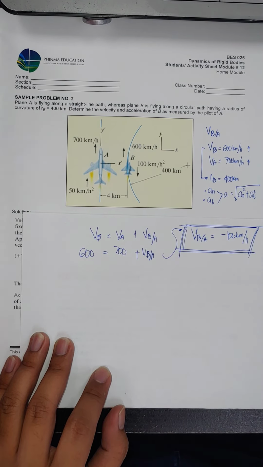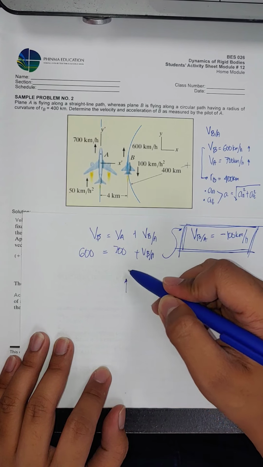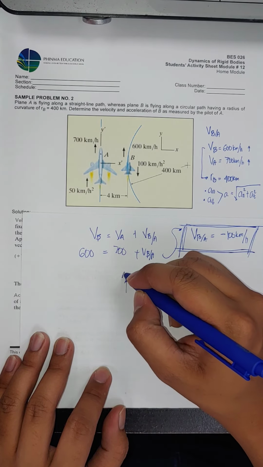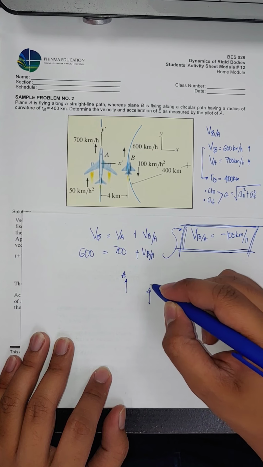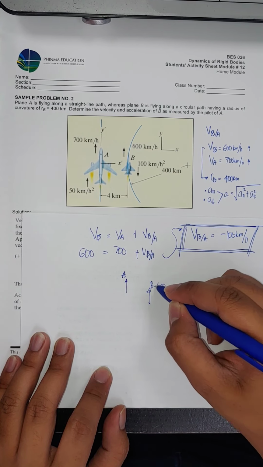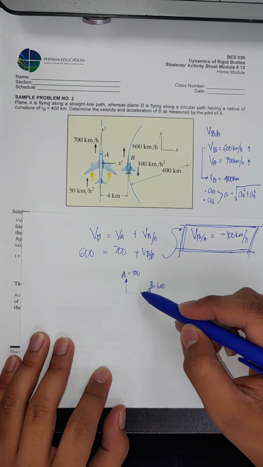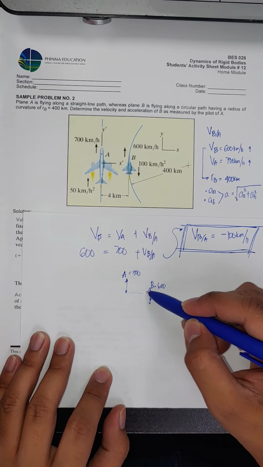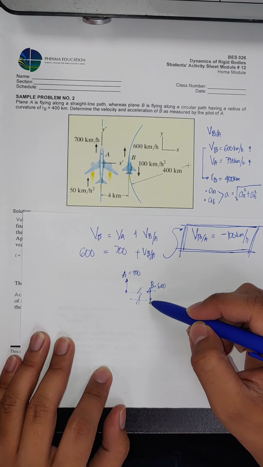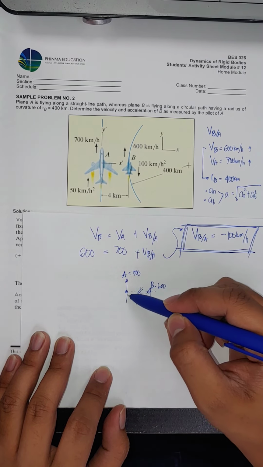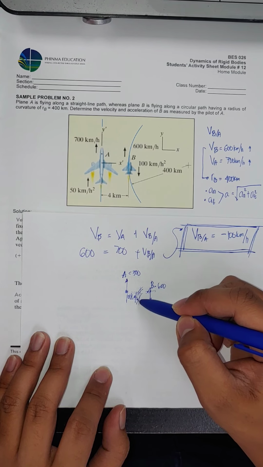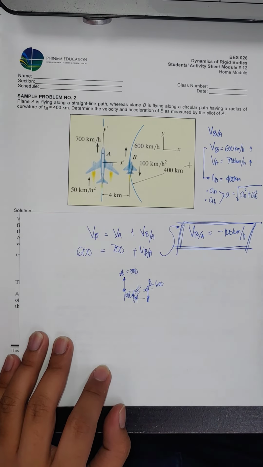So to understand this velocity, A is moving at 700. And then B is moving at 600. This negative 100 is their relative velocity. If this is the tail, it is moving at 100 kilometers per hour. So now we have the velocity of B relative to plane A.